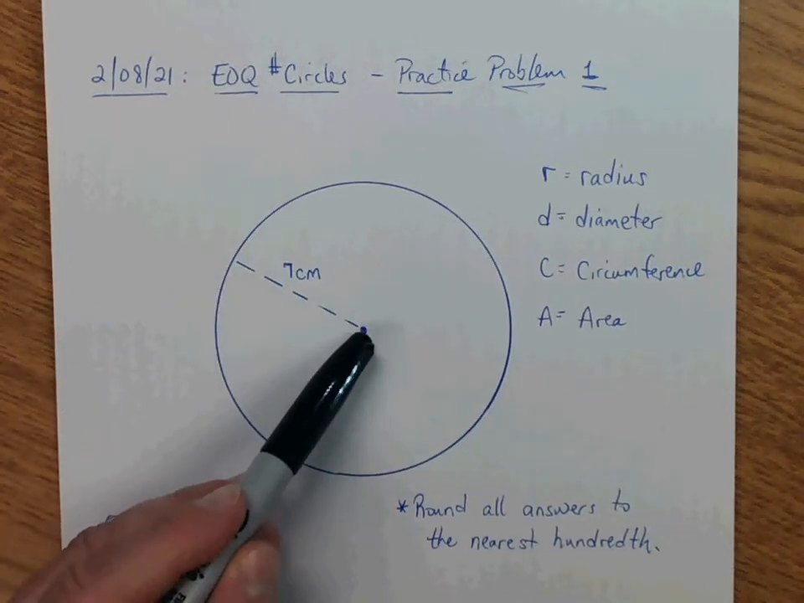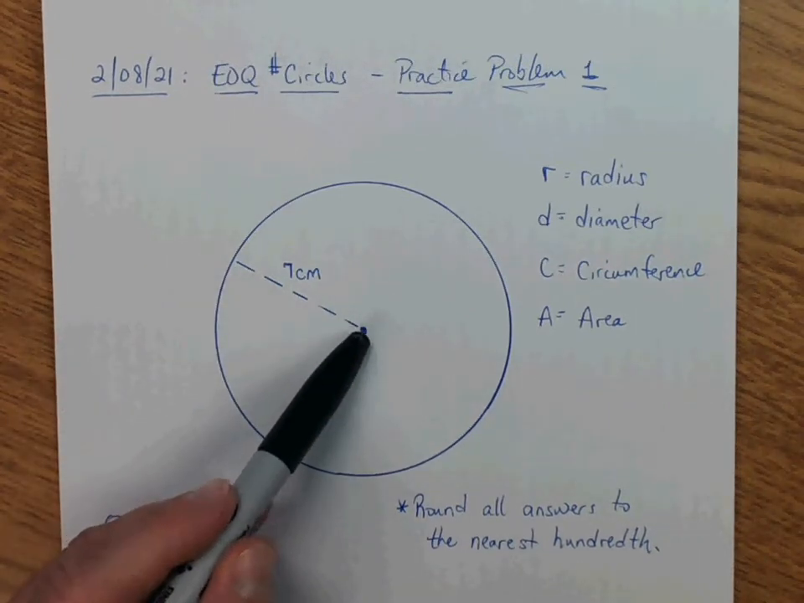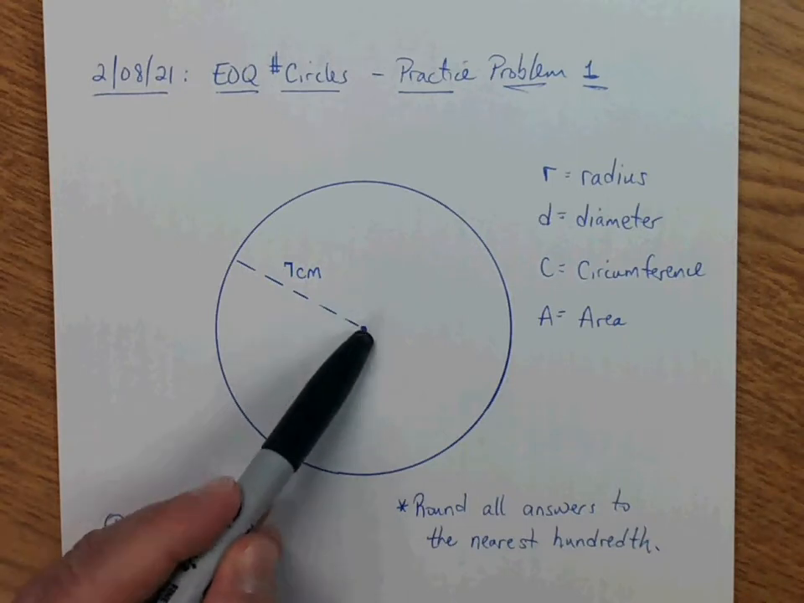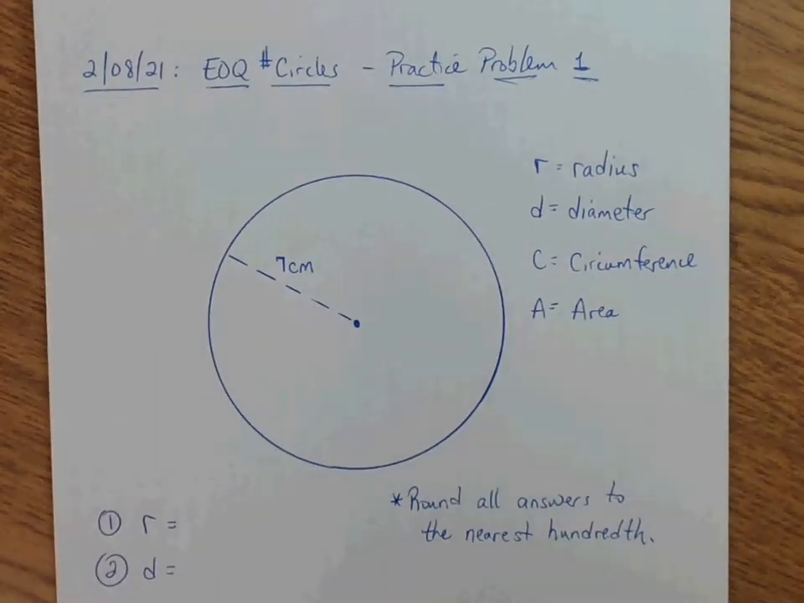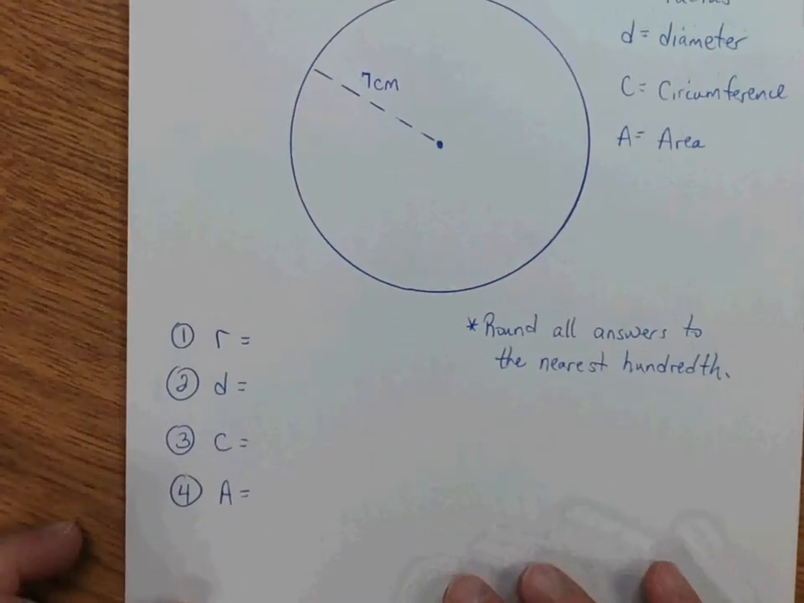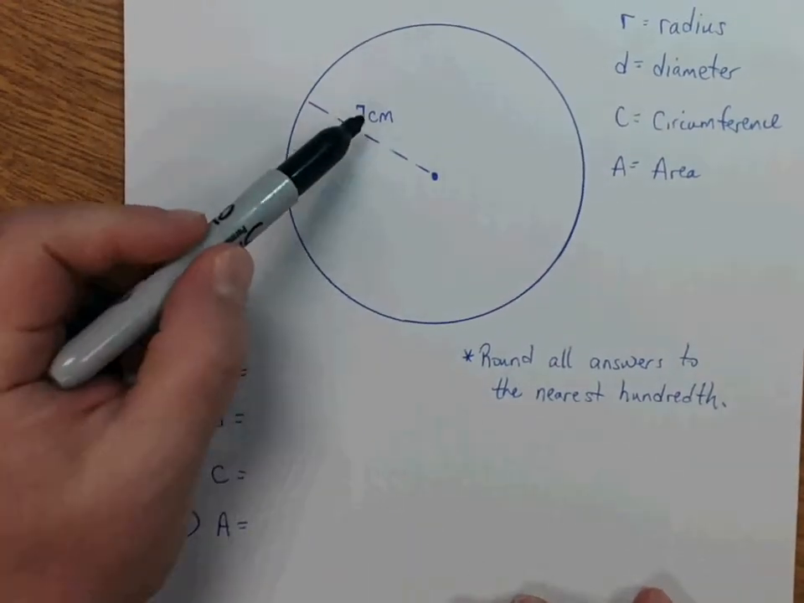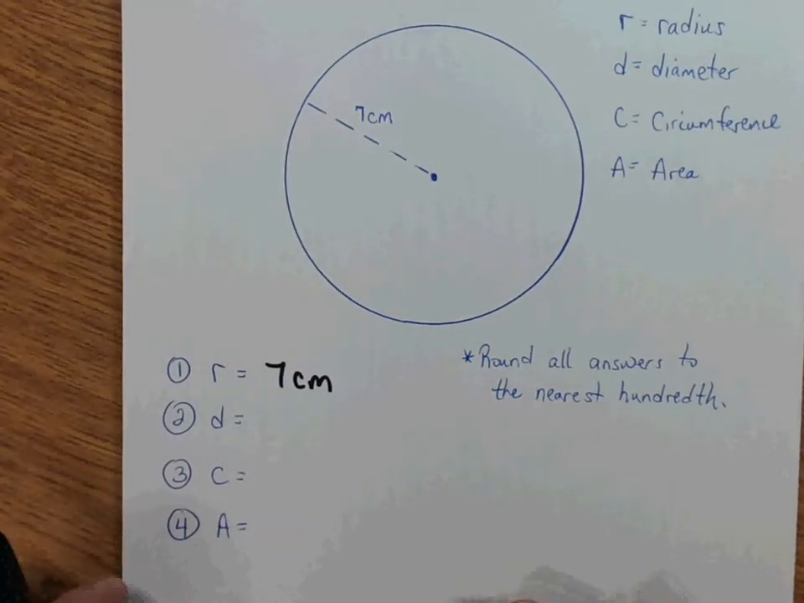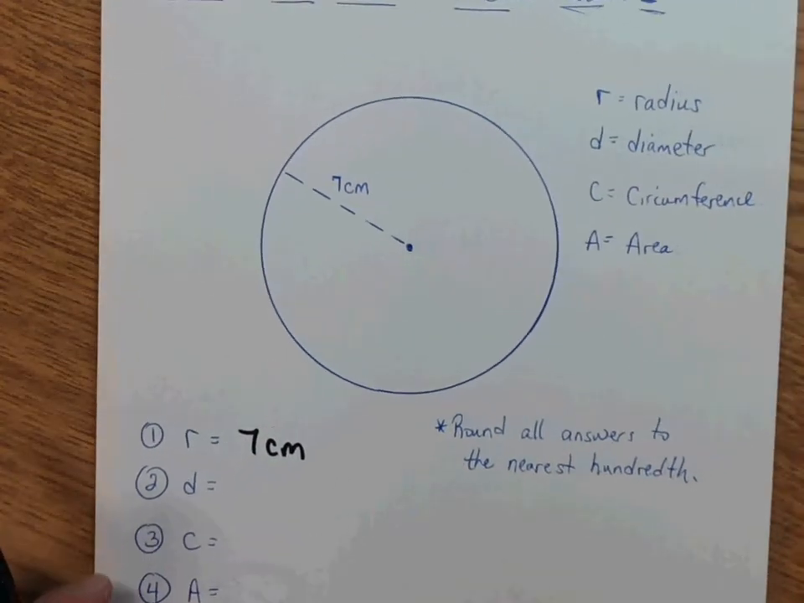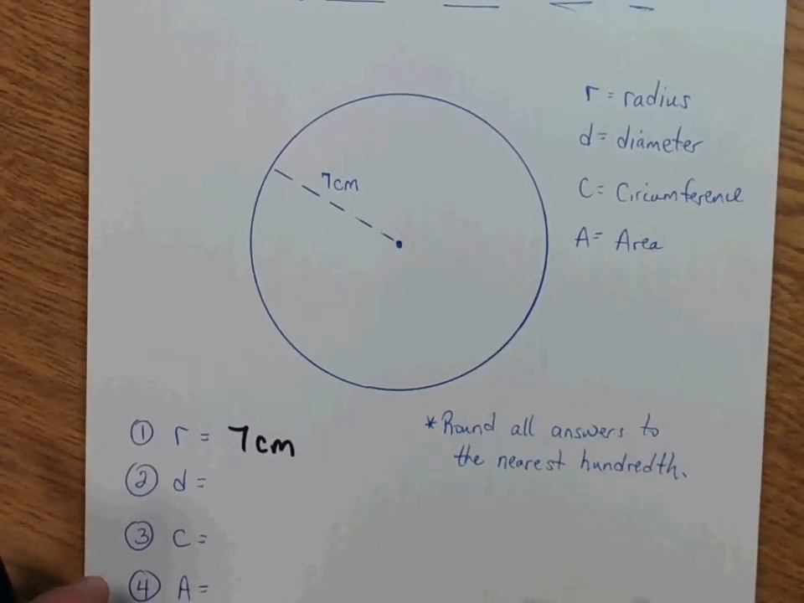The terminology for the length from the middle of the circle, the center of the circle, to its outer edge is called the radius. So when we come down here to solve these four problems, the radius is given. Go ahead and fill this in as 7 centimeters. So that was given. It's not always given, but in this case it was given.